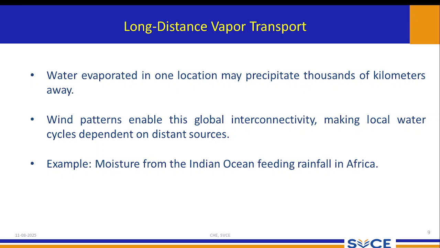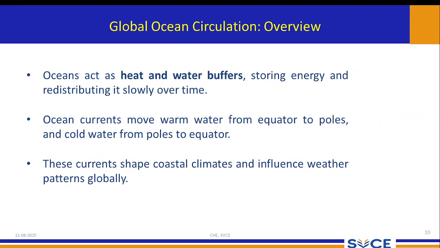What I'm trying to say is that the moisture in the Indian Ocean feeds rainfall in Africa. So it's all interconnected. It's not only one country that needs to take a decision on these things regarding the global climate. The global climate does not depend on one region; it depends on the overall strategy.